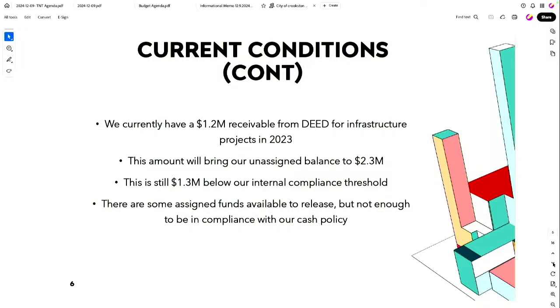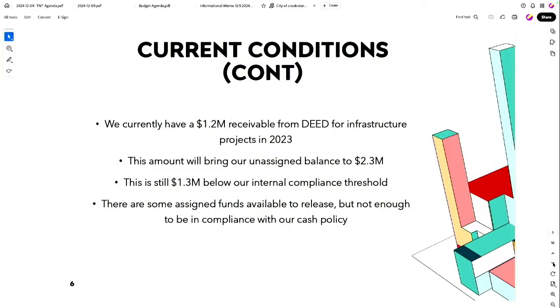Holly, our finance director, I tasked her with combing through some of our assigned and committed balances, and we found between $500,000 and $800,000 that we can free up to put into our unassigned balance. That's still not going to be quite enough to get us where we're supposed to be.